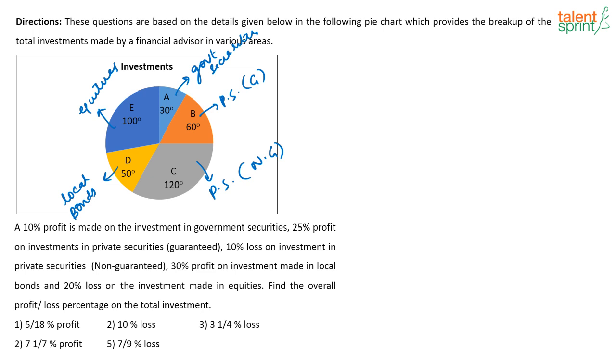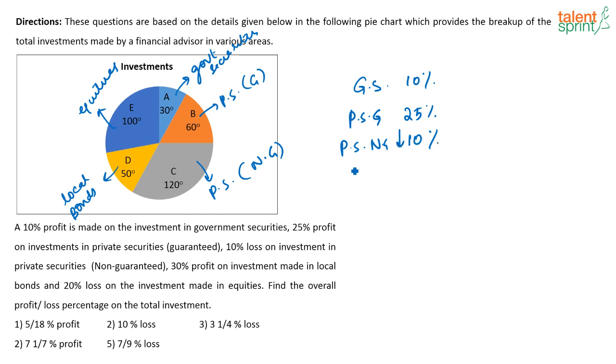Yes. So how will you solve this question? Anyone got the answer for this? A 10% profit is made on the investment in government securities. So government securities, there is a 10% profit. In private securities guaranteed, there is a 25% profit. In private securities non-guaranteed, there is a 10% loss.